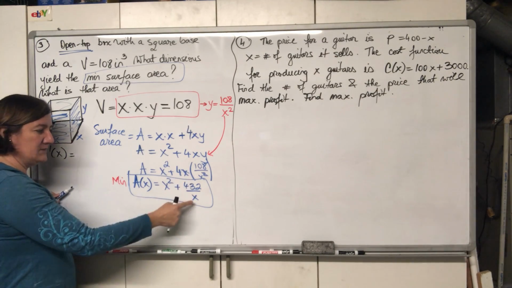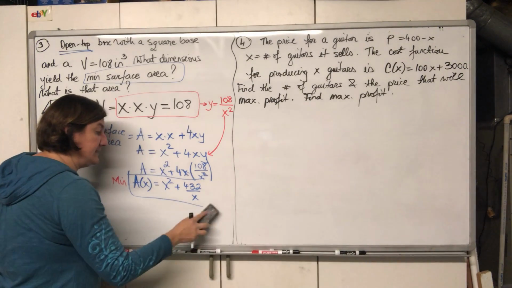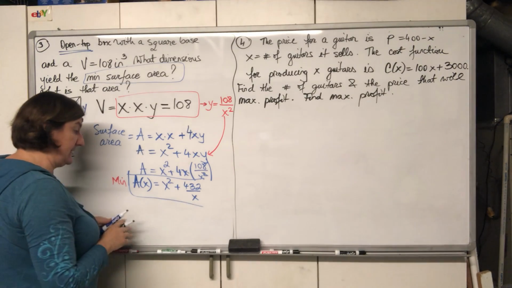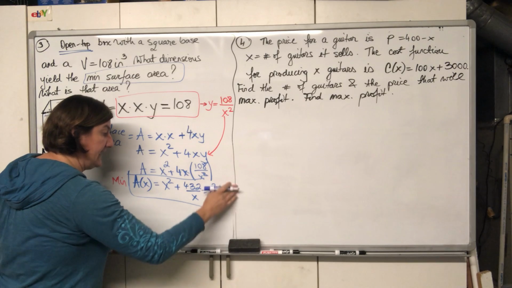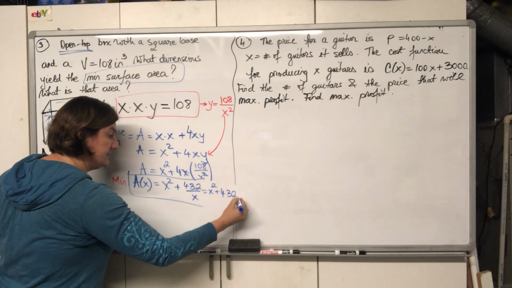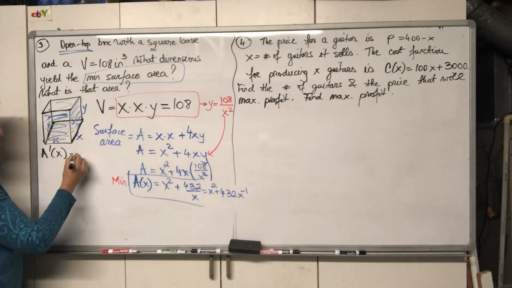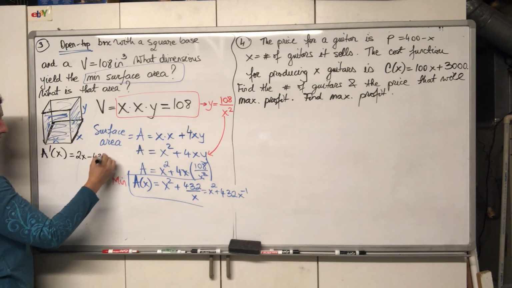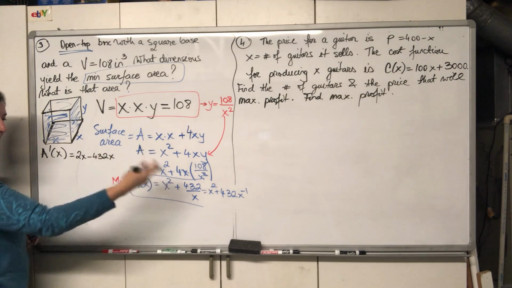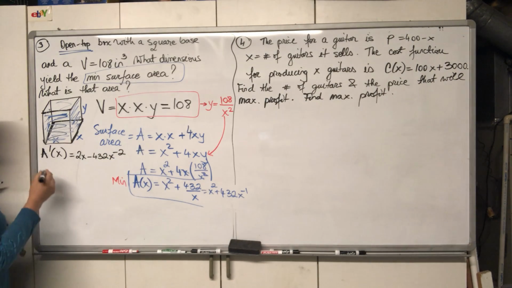I surely don't want to use the quotient rule, so I'm thinking I definitely should be rewriting this function as x squared plus 432 x to the negative 1, right? And now the derivative easily comes up to be 2x minus 432 x to the 1 less than negative 1, which is negative 2.